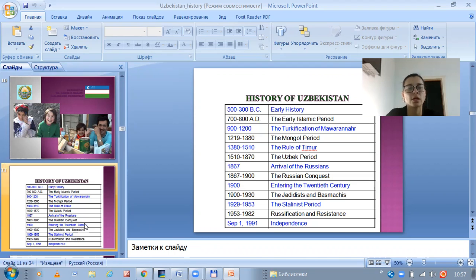It's a period of awakening of the Uzbek people, to realize that they are also human beings, and they had the right to live on their own, to rule their country, coming from their own rules and forms. 1929-1953, Stalin's period. At the time, we were still under control of the Soviet Union, and 1953-1982 Russification and resistance. September 1, 1991, independence of Uzbekistan was declared and announced.